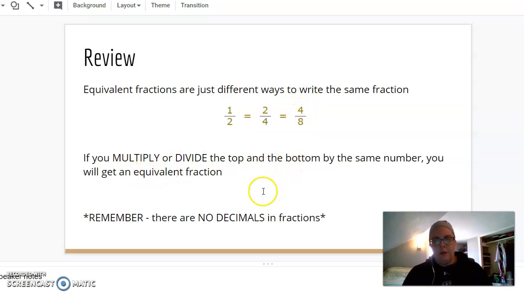And we can create equivalent fractions by multiplying the top and the bottom by the same number to go this way. So 1 times 2 is 2, 2 times 2 is 4, 1 times 4 is 4, 2 times 4 is 8. Or to simplify and go the other way, you would divide the top and bottom by the same number. So 4 divided by 2 is 2, 2 divided by 2 is 1. So as long as you can do that trick, multiply or divide the top and bottom by the same number, you have an equivalent fraction. Remember the key is there's no decimals in fractions ever.